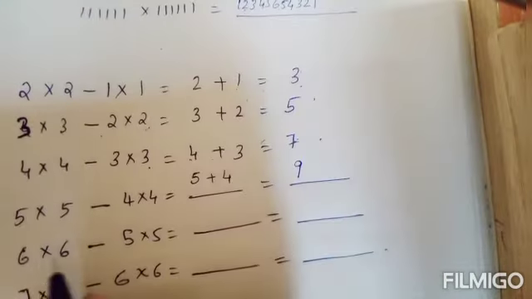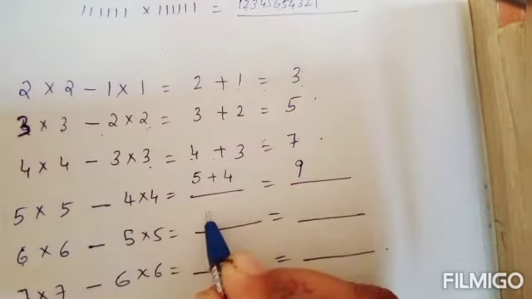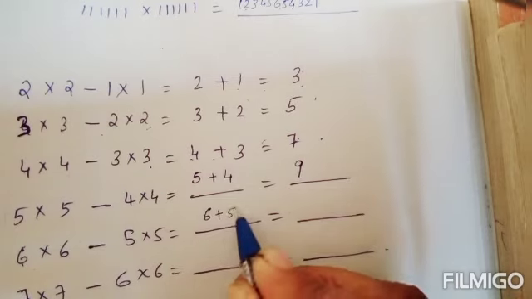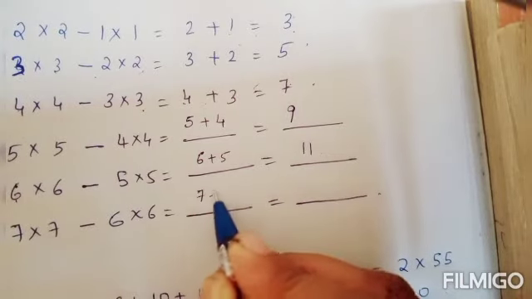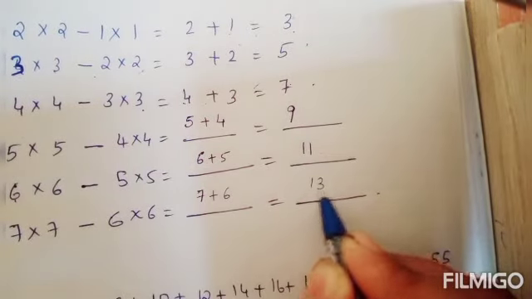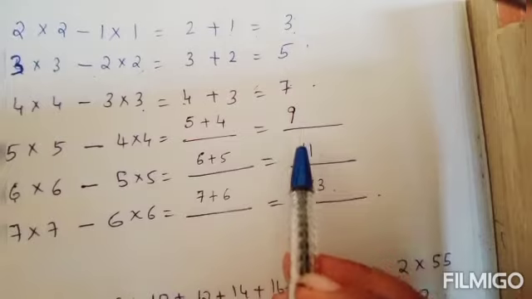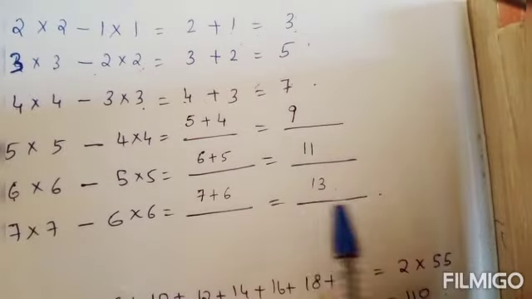Next 6 into 6 minus 5 into 5, it is 6 plus 5, you will get 11. Next 7 into 7 minus 6 into 6, it is 7 plus 6, it is 13. So these numbers will come in the blanks.